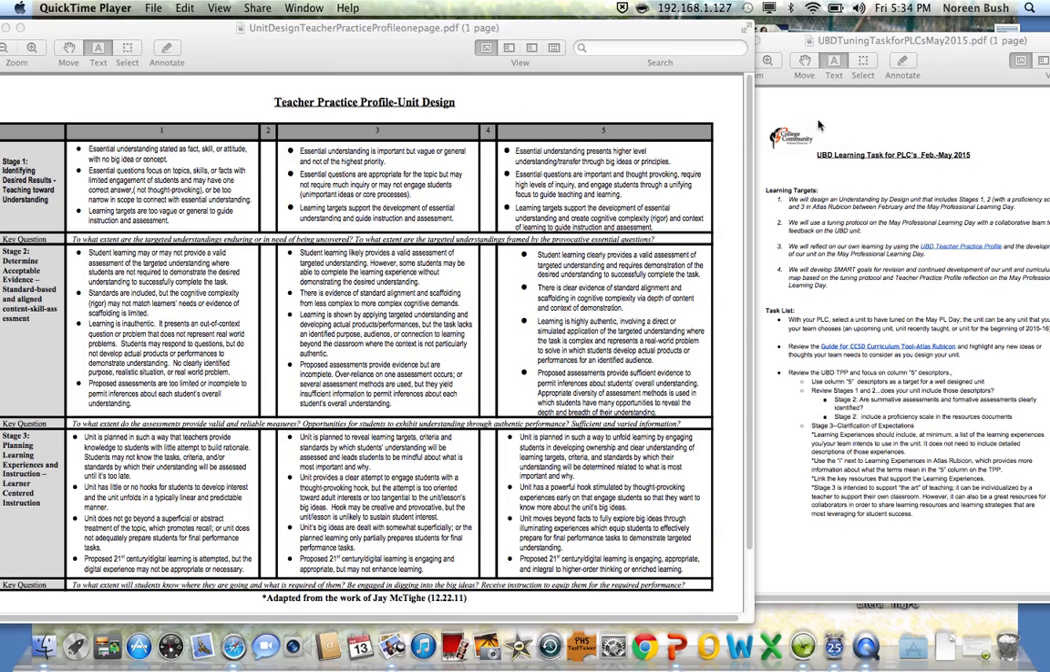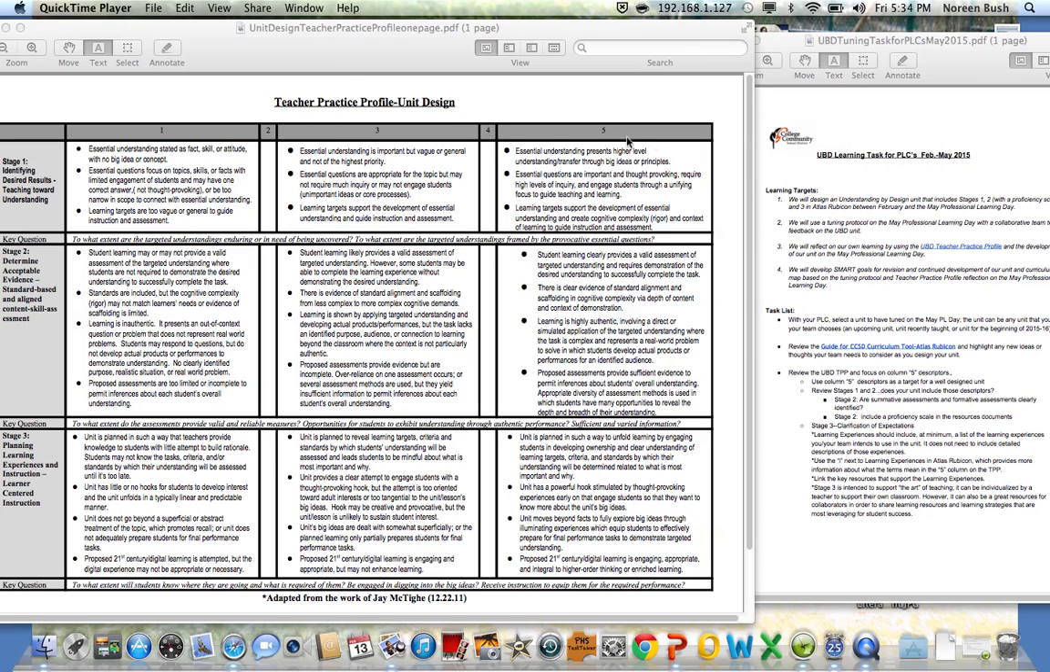So I'm going to first direct your attention to the document that you're most familiar with, and that is the teacher practice profile. And you'll see over here in our unit UBD work, stages 1, 2, and 3. And that is in alignment with the Atlas Rubicon tool: stage 1, stage 2, stage 3.